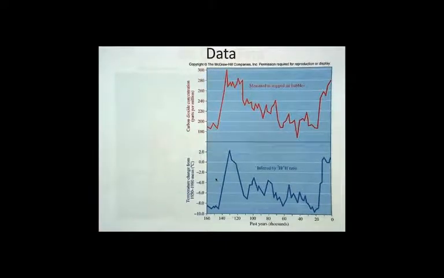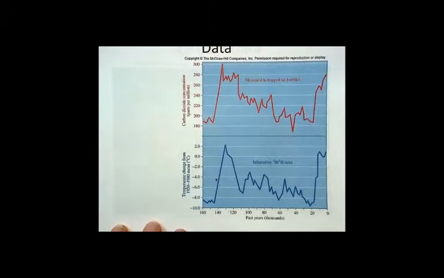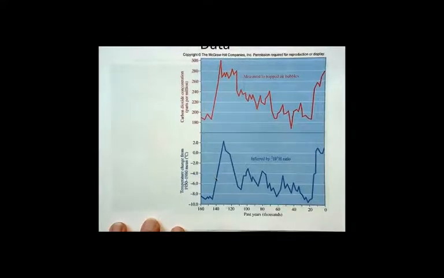This is ice core data. This particular data goes back, this is time 0. If you look at this graph, just orient yourself for a minute. This is time 0, like now, and it goes back 160,000 years. So 160 millennia or 160,000 years back in time. That's from ice core data.